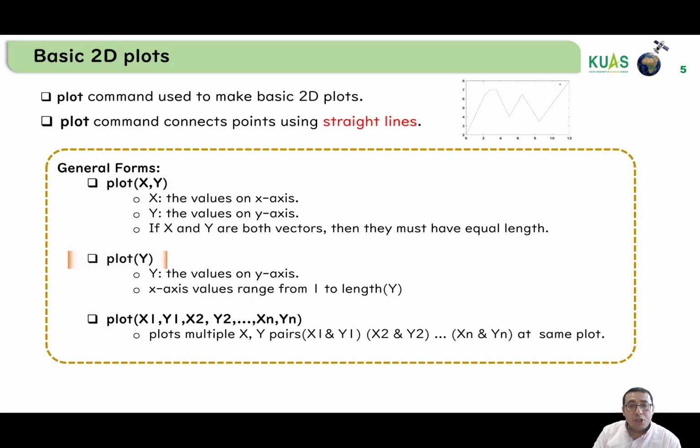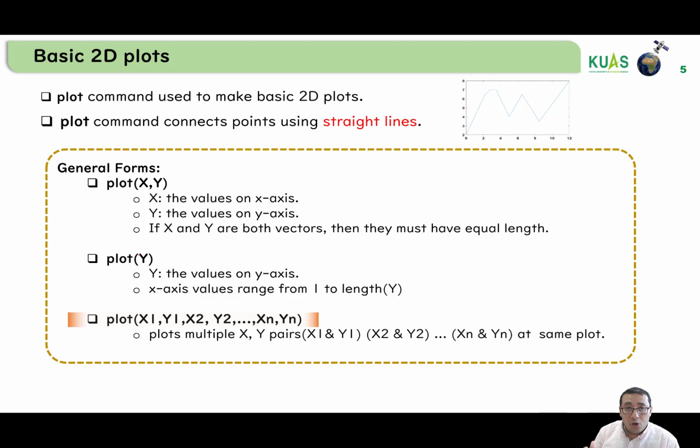In the second form, plot(y), we remove x and keep only y. In that case, the y values will be drawn on the y-axis, and the x-axis will be generated automatically. For example, if y is a vector of 6 elements, x will be the range from 1 to the length of y. So x will be 1, 2, 3, 4, 5, 6, which means 6 elements. We will check that soon.